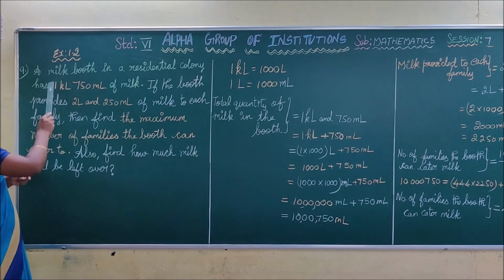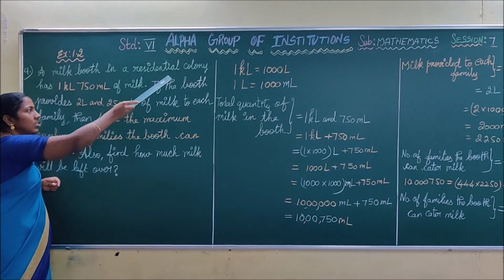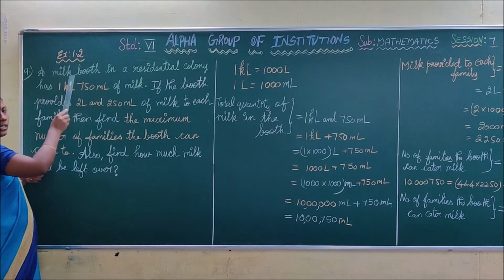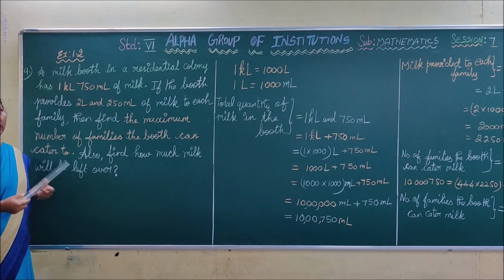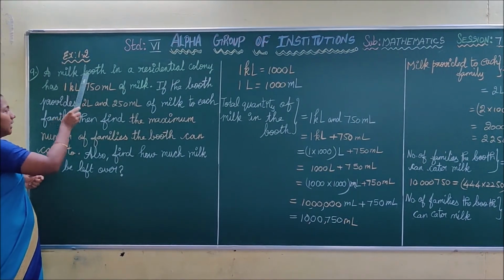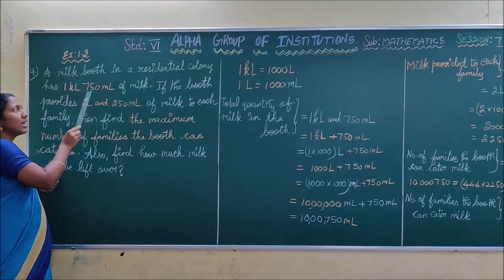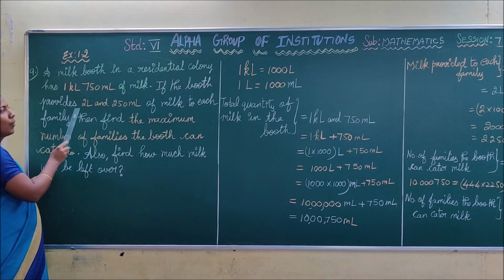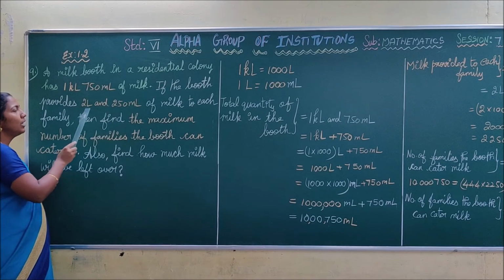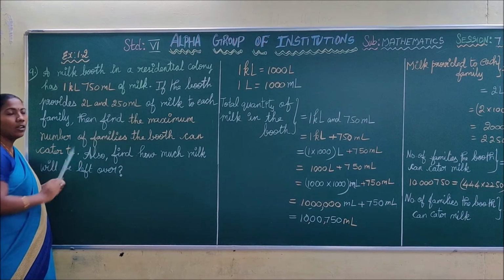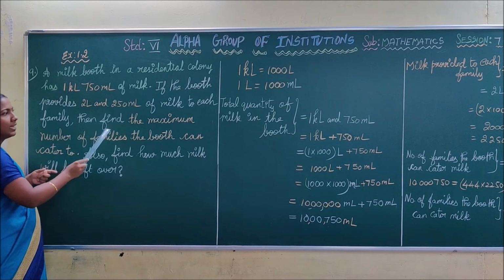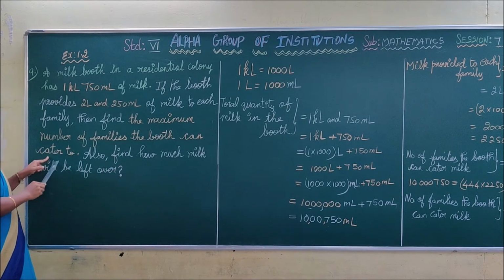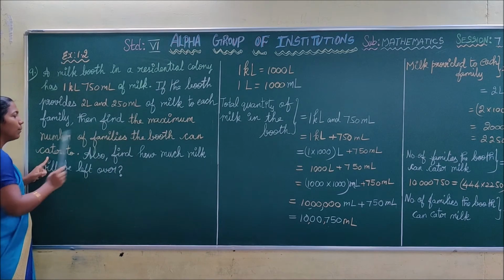That is, a milk booth in a residential colony. Residential colony means there are many families living together. A milk booth has a large quantity of milk with it. It contains 1 kiloliter and 750 milliliter of milk. The quantity of milk provided to each family is 2 liter and 250 milliliter. The question is, we have to find the maximum number of families the booth can cater to. Cater means provided.